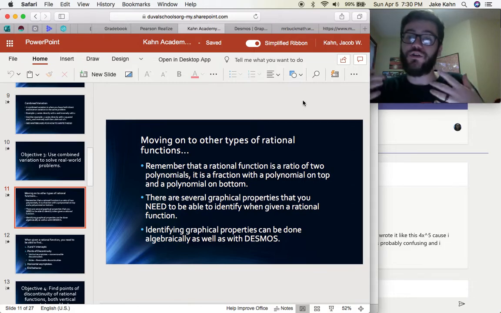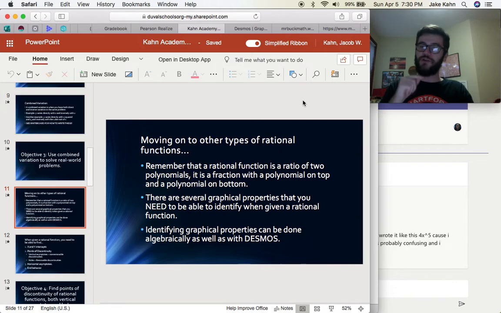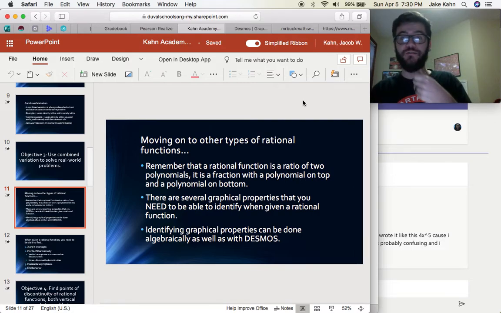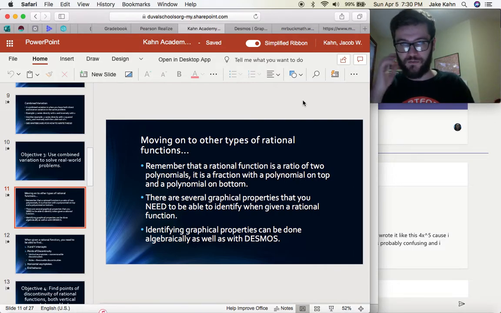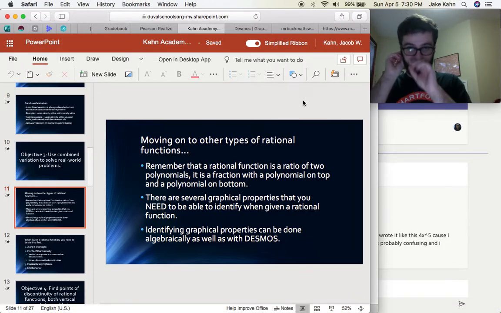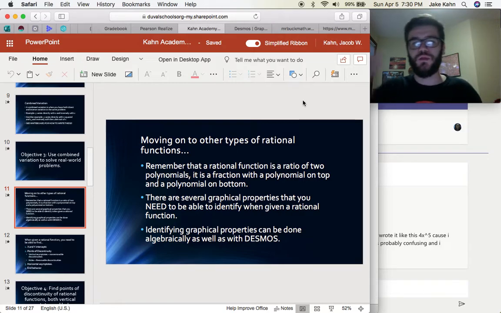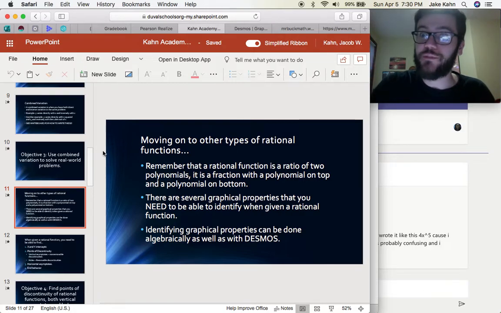If I give you an equation of a rational function, there are several graphical properties that you need to be able to identify even without the assistance of Desmos. Desmos is really helpful. We're going to use it for sure to confirm our answers, but you need to be able to do it without as well. So what properties do you need to know?